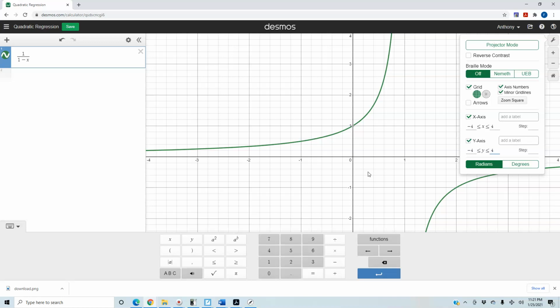And Desmos has probably got a lot more clear capabilities when you're going through these graphs, especially when you want to pinpoint a particular value or an intersection. And the other great thing is that it's free.